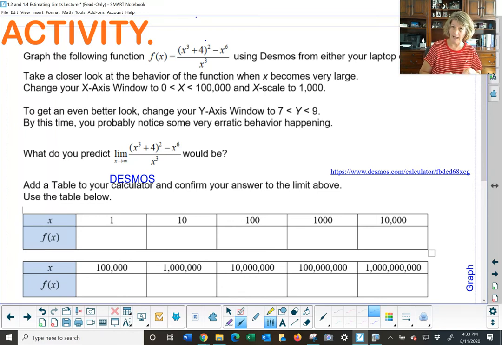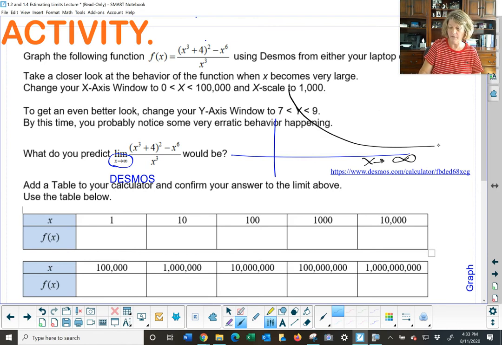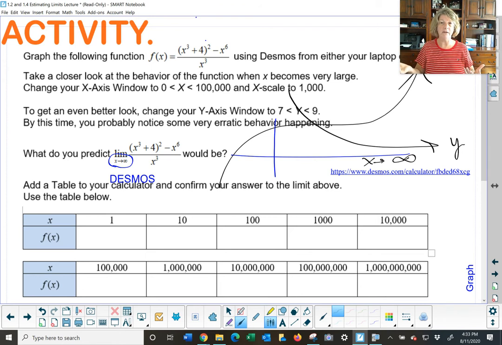There is some erratic behavior going on here. What do you predict this limit will be? So as I head off to infinity, we talked about end behavior, or we do talk about end behavior when you're in pre-calc. So out here is where x is approaching infinity. What's our graph doing? Is it settling into a y value, or is it just kind of heading off to infinity, right? That's kind of the choice. Does it settle in? Does it have a horizontal asymptote? So we're looking at end behavior. I know that because it says x is going to infinity.